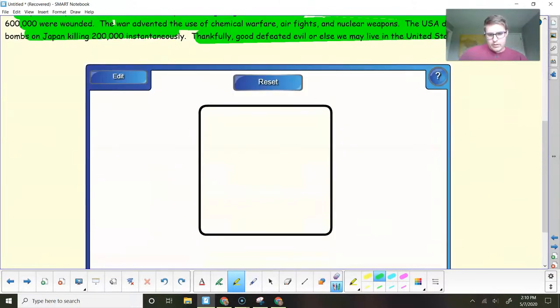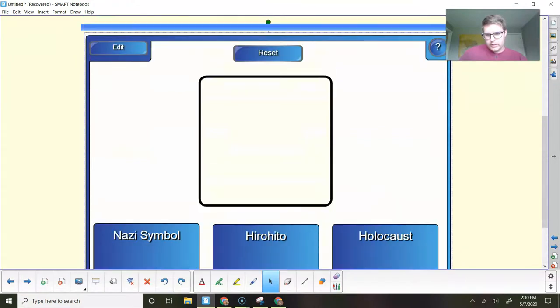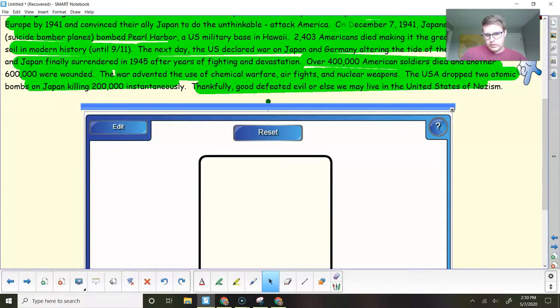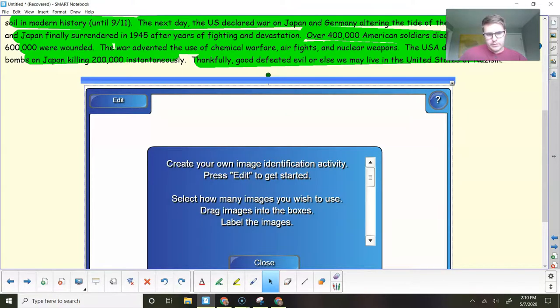All right, so let's look at some pictures here. If it works. It might not be working. Maybe we'll be able to do it next time.